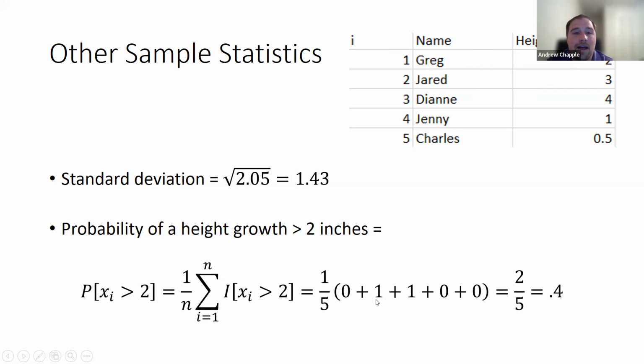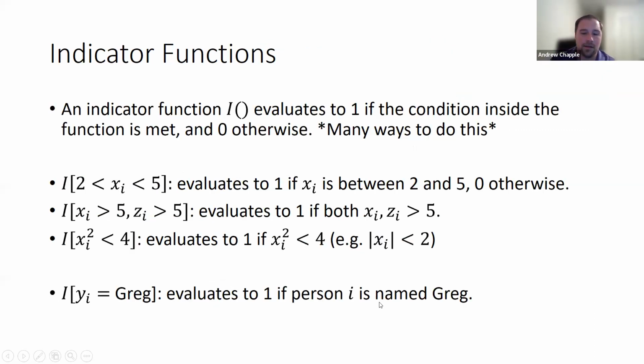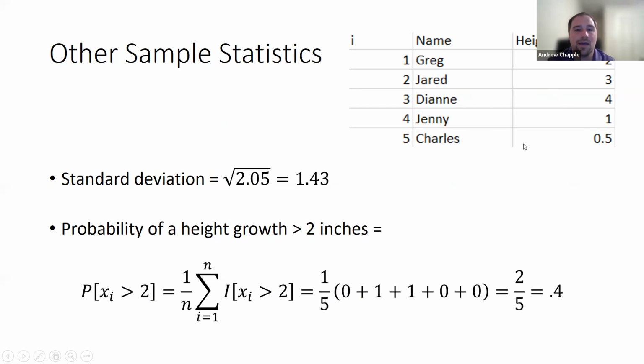So thinking about it differently, 2 out of the 5 students had a growth over 2 inches. And then I divide by 5. So 2 out of 5, that's what this is here, and it's 0.4. So this is using an indicator function. And by the end of this module, you'll have a good understanding of what these are.